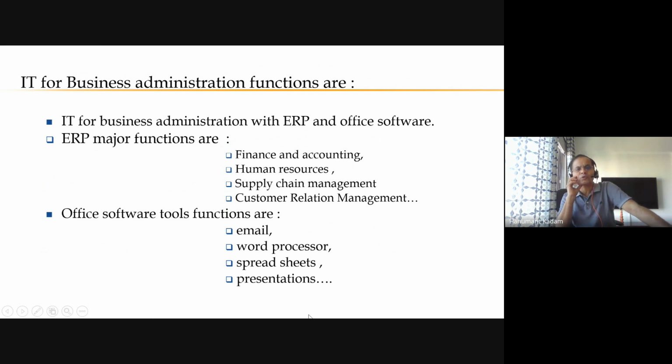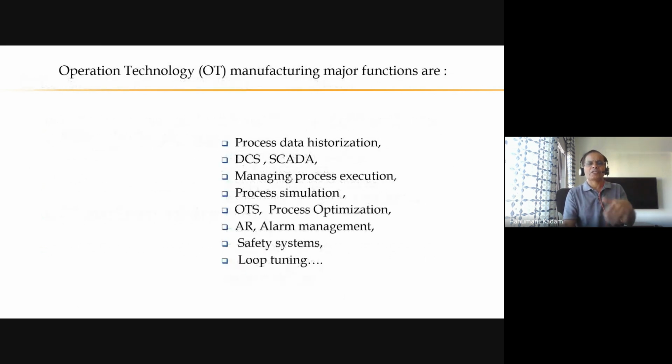And Office software tool functions are email, word processor, spreadsheets, and presentations. So Office software tools are normally used in the office. These are the requirements: email, word processor, spreadsheet, and presentation, etc. So overall in IT, these are the areas: ERP and Office software. And we have seen OT, operational technology. As an instrumentation engineer, we look after this part more.